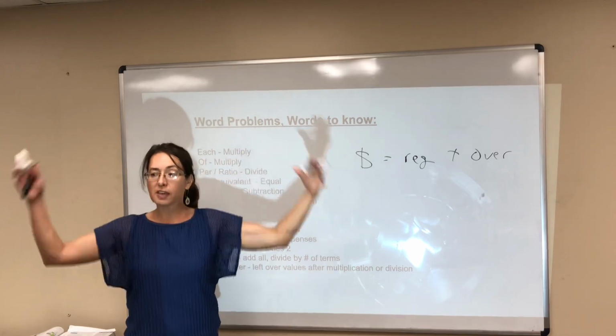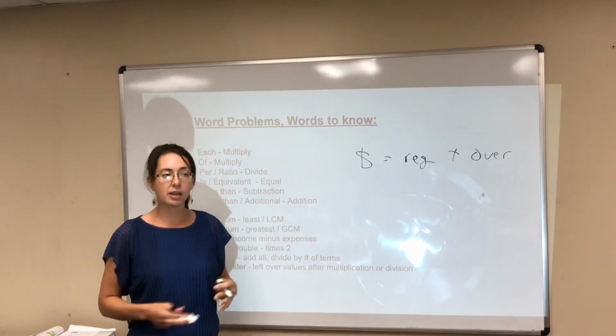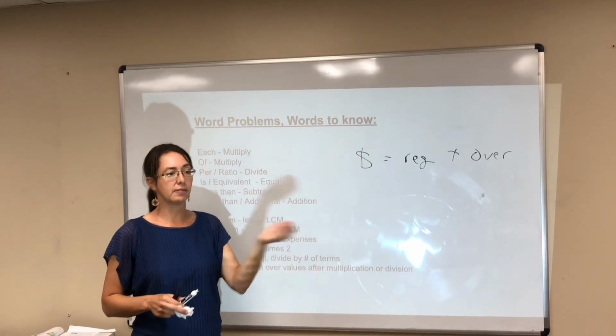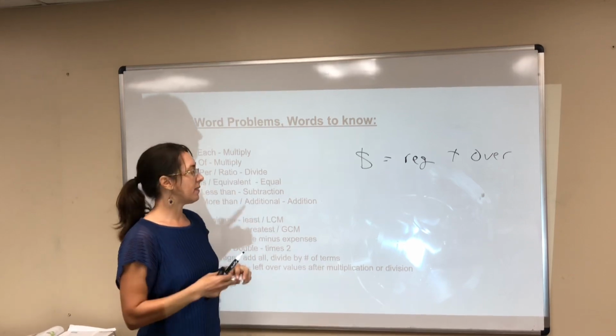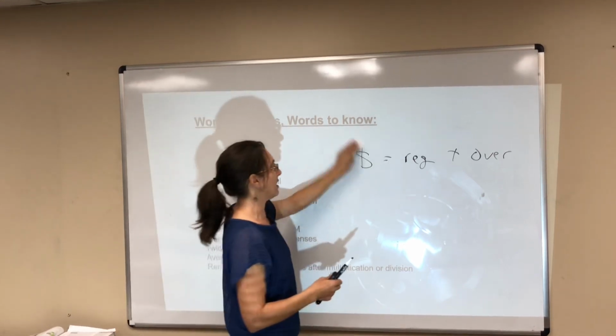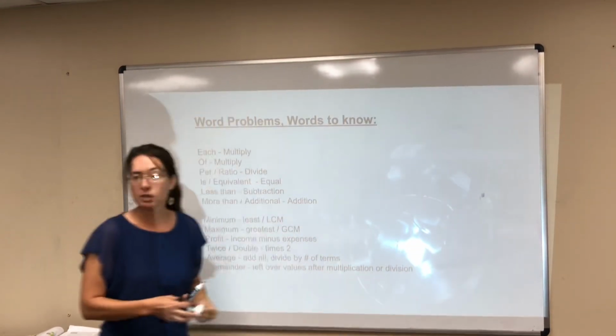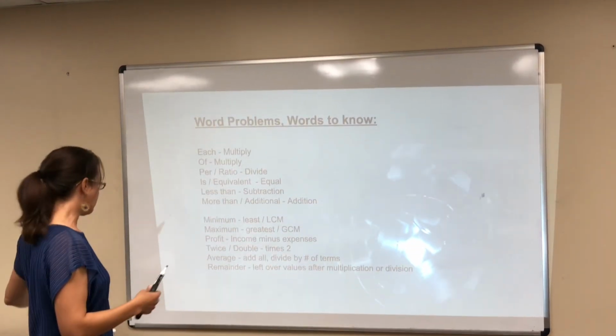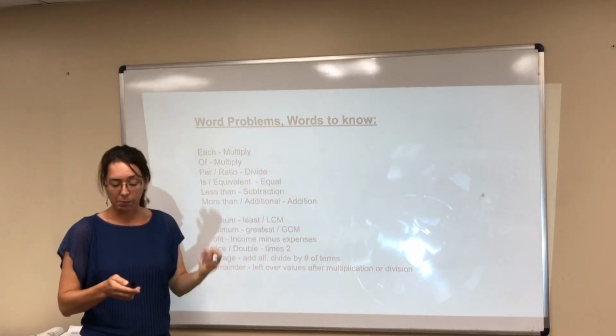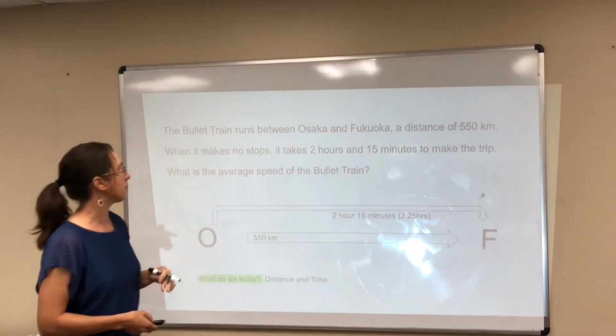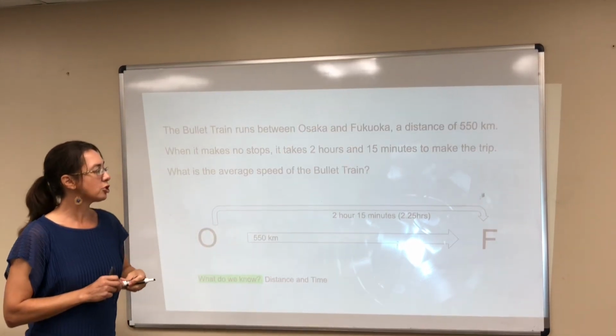So when we start thinking big picture, what does it really add up to? If I need profit, I'm going to have income and expenses. If I've got a distance or speed problem, or total pay. So we're going to be breaking down all of these word problems and turning them into math problems so then we can actually solve them. Okay? So here's one that we're going to start with.